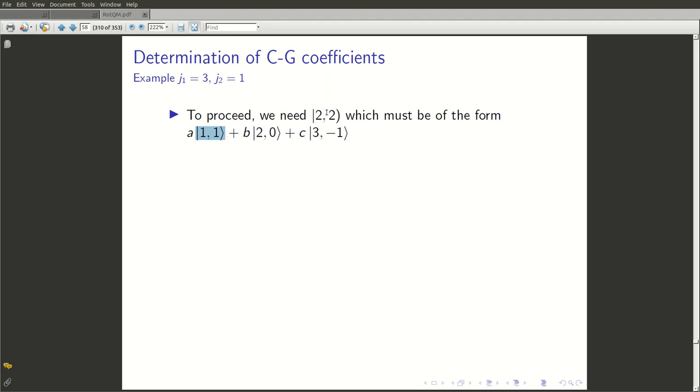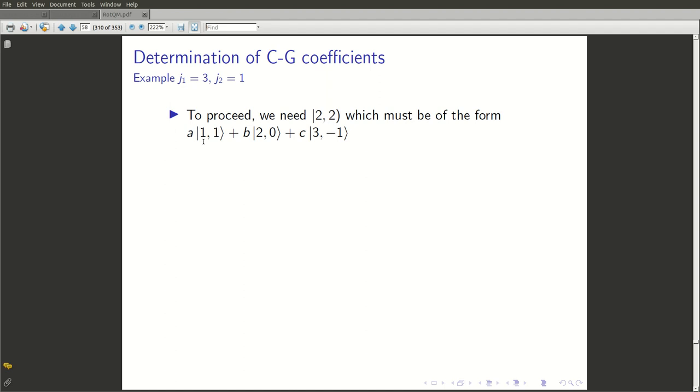So we need to look for M1, M2 such that M1 plus M2 add up to 2. So 1,1, 2,0 and 3,-1 are the only possibilities. You can't get 0,2 because it is impossible. J2 being 1, M2 cannot be more than 1, and so on. So these are the 3 vectors which add up to this.